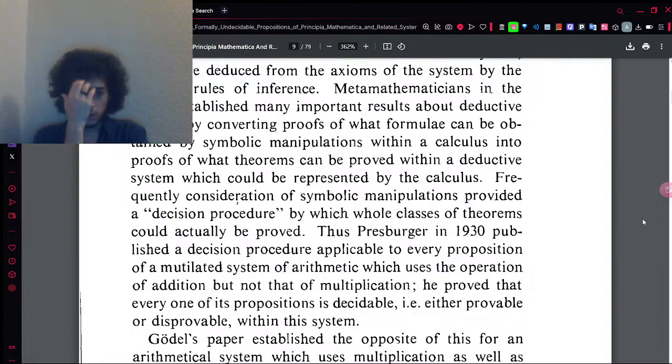Frequently, consideration of symbolic manipulations provided a decision procedure by which whole classes of theorems could actually be proved.